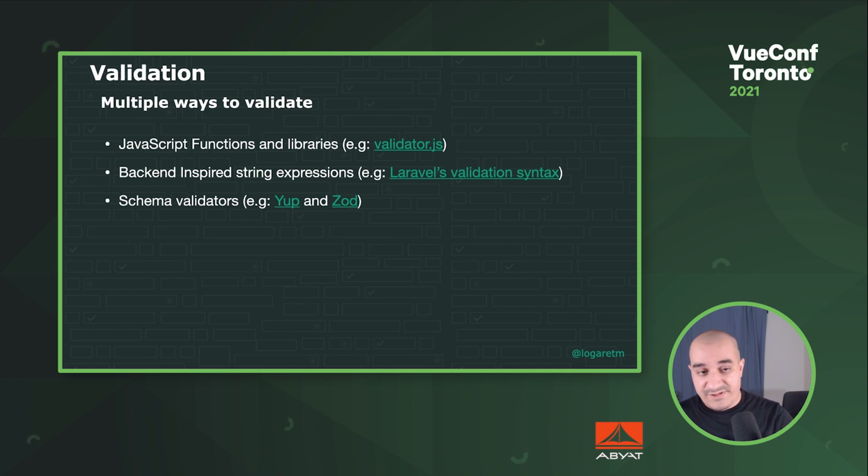So at its very basic level, vee-validate supports JavaScript functions and libraries. So you can grab in or write your own functions and use them to validate your inputs, or grab third-party libraries like Validator and use it to validate the inputs. You also have backend-inspired string expressions, which is what made vee-validate popular in the first place, the Laravel validation syntax. It is string-based, it is compact, and it is really easy to understand.